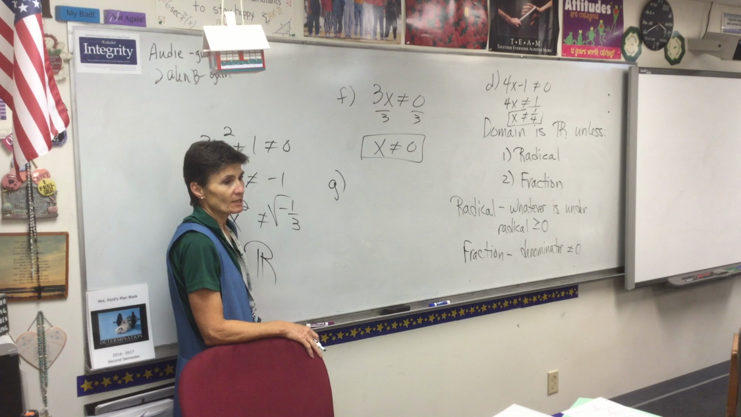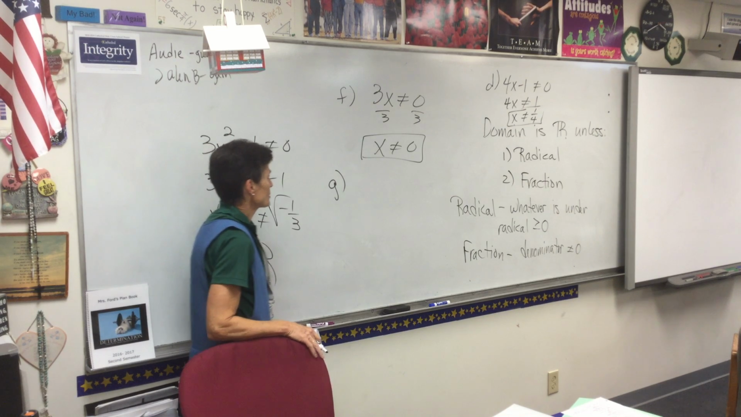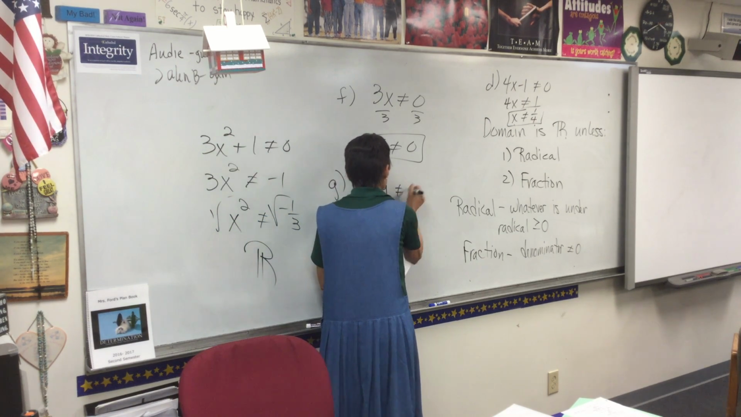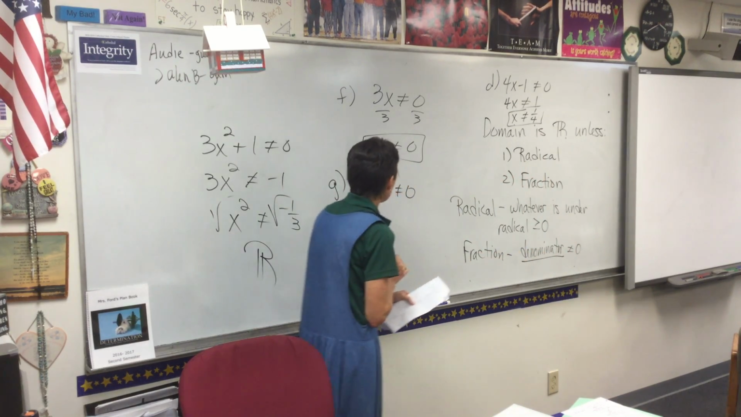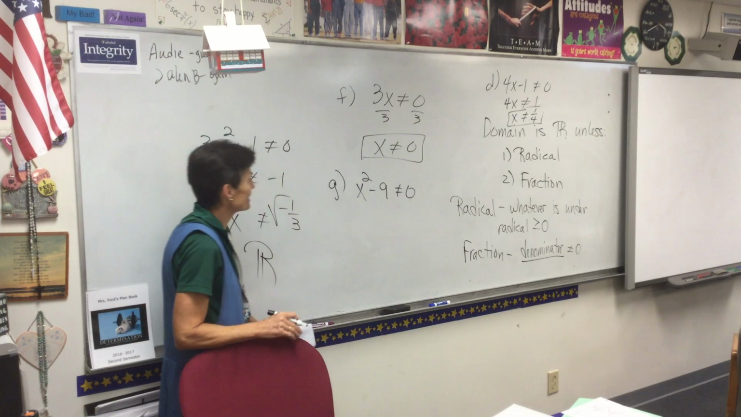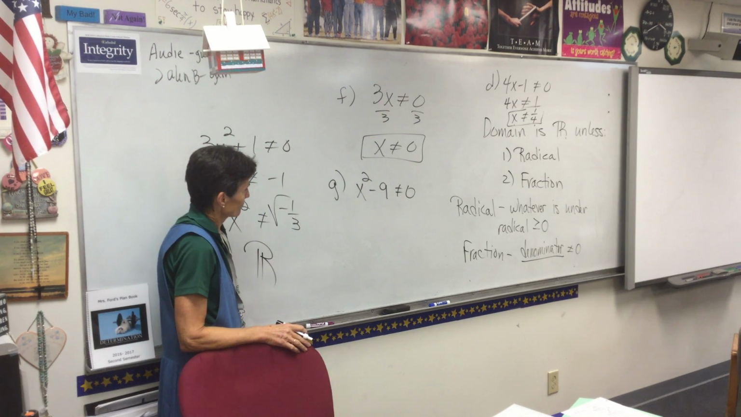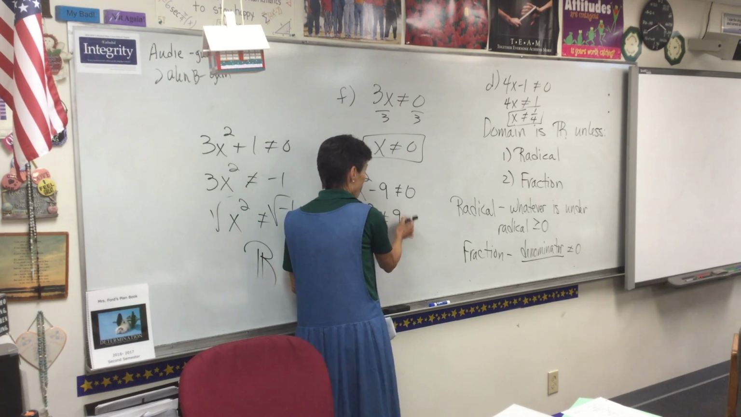What do you think about the next one though? Now this is a little bit bigger. It's still a fraction, right? So whatever's in the denominator, notice I'm not paying attention to the numerator. The rule says denominator, that's the only thing that matters. So my denominator cannot be 0, which means x squared cannot be 9.